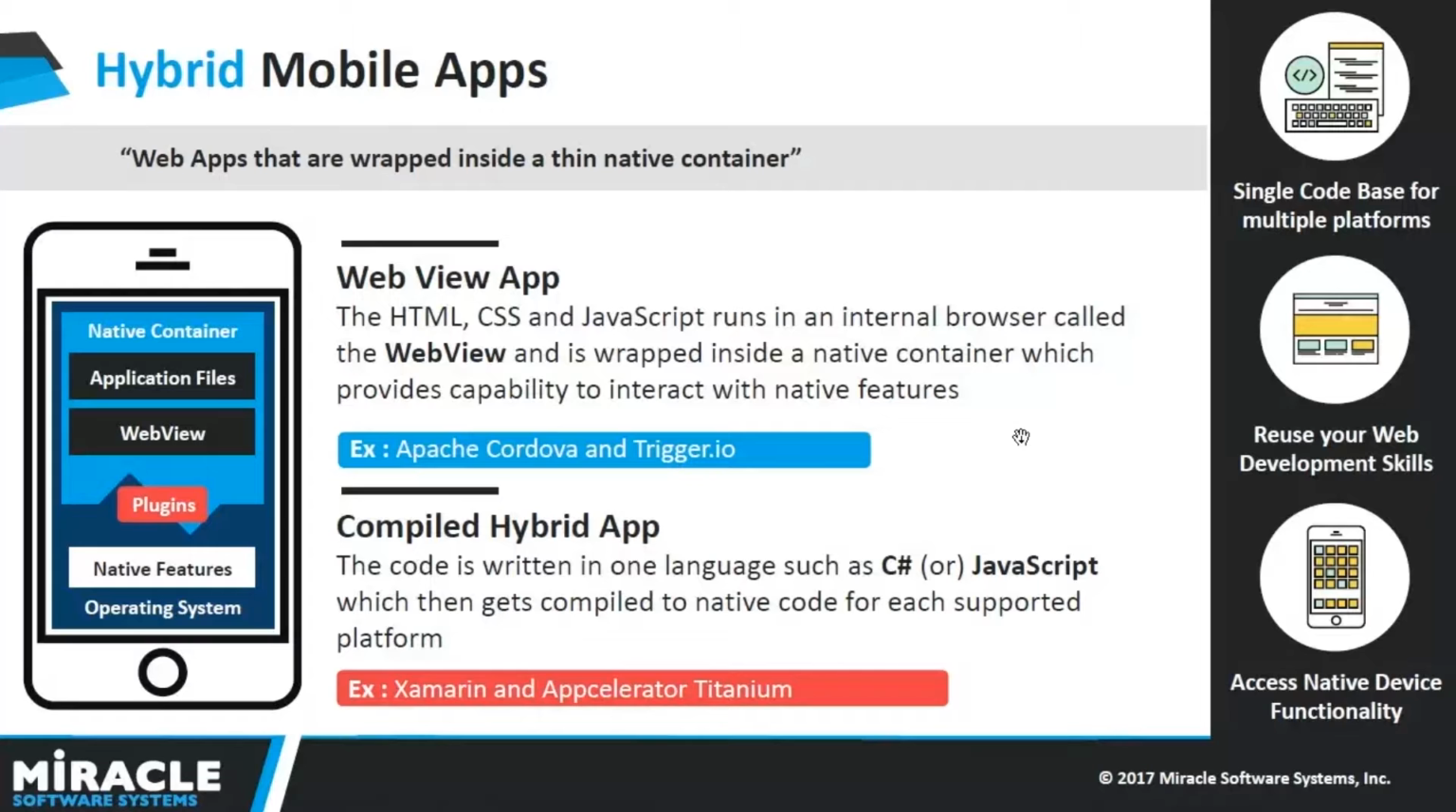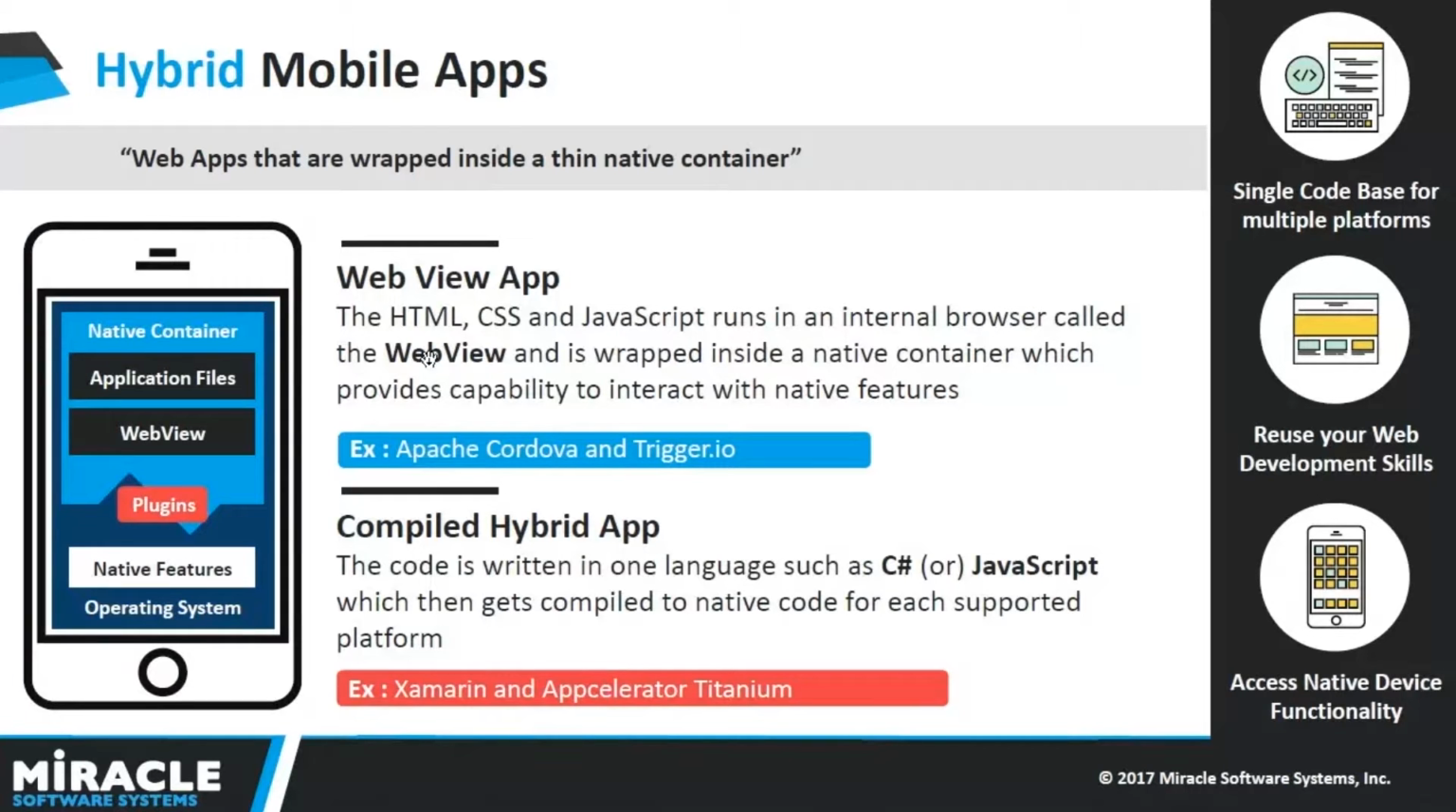And another one is compiled hybrid apps. Here, we develop the application using a specific language, like C# for Xamarin and JavaScript for Appcelerator Titanium. And then it is compiled into that particular platform, whichever you want to finally deploy to: for Android, it will produce an APK file, and for iOS, an .ipf file.